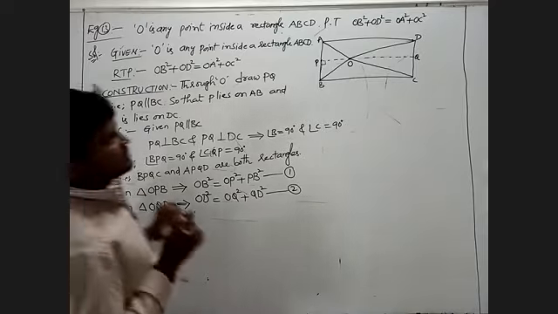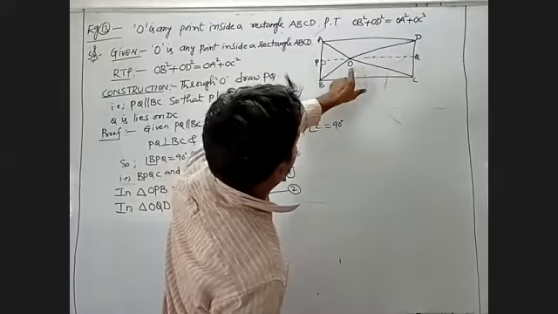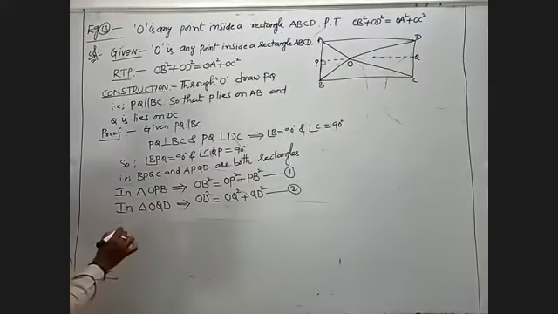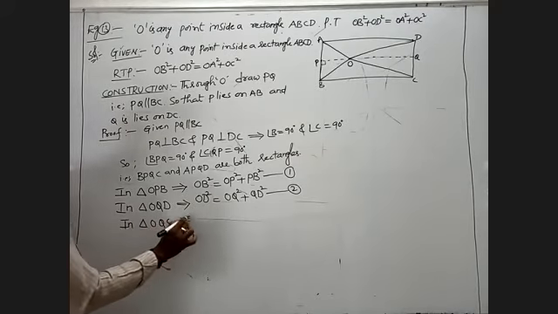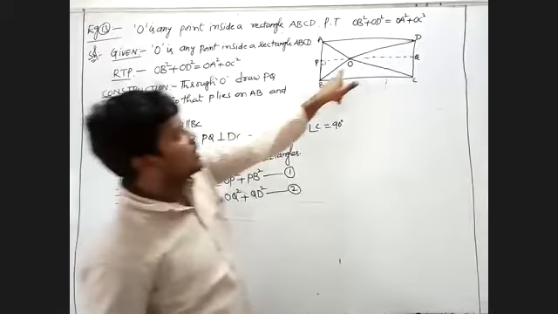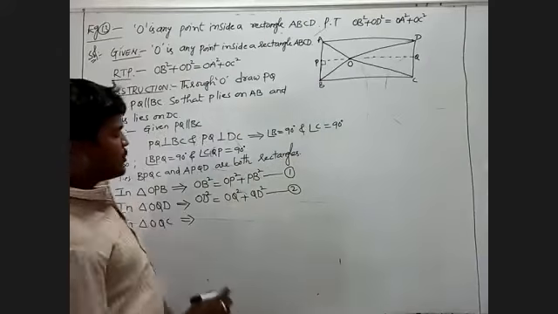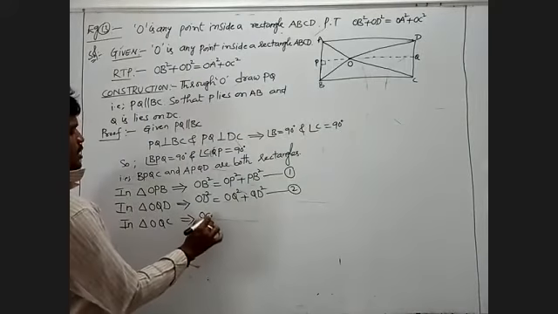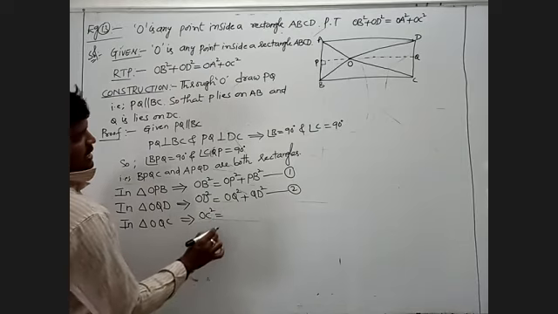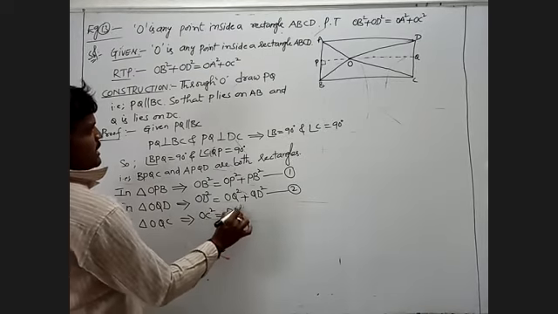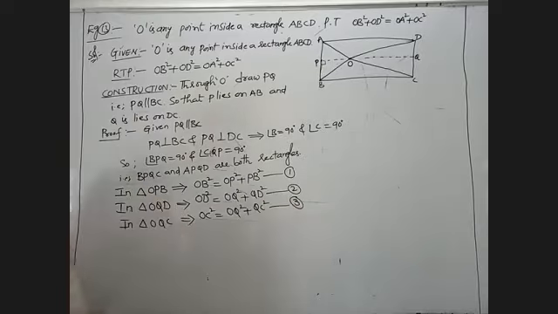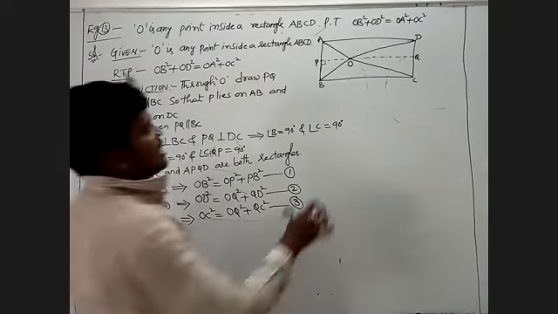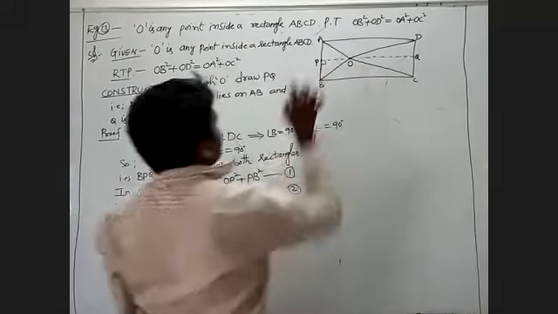After that we take triangle OQC, in triangle OQC, OC is the hypotenuse. That I will write OC square is nothing but OQ square plus QC square. Will write. This is my equation number 3. Finally, I will take triangle OPA.